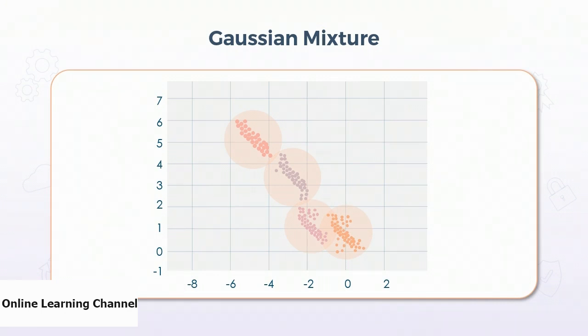Now, the important thing to note here is that these clusters can actually overlap, and that means that an individual data point can actually belong to multiple clusters.